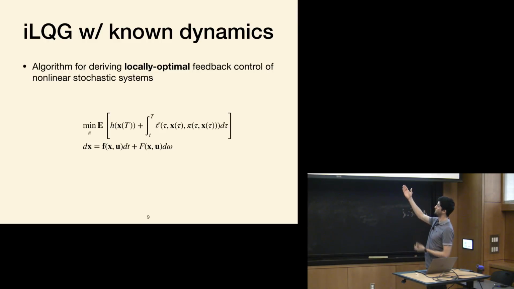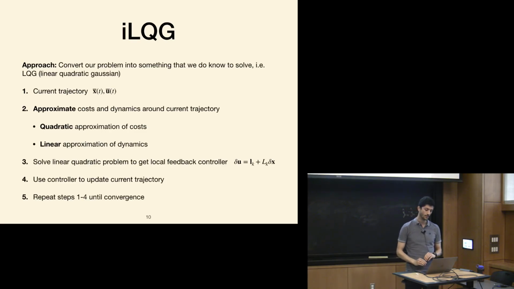So how do I solve this problem, right? I want to solve for pi, which is my policy, so my controller. How do I do this? So iLQG, how does it do this? Basically, it's going to convert the problem into something that we do know how to solve. If we have a quadratic objective and linear constraints, then we know how to solve that, right? And we would just use LQR to solve that. So let's try to fit this into the LQR framework and see where that gets us.